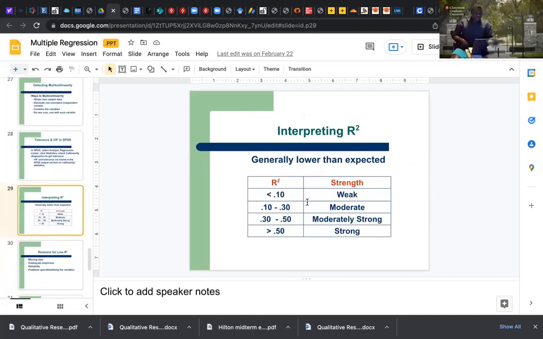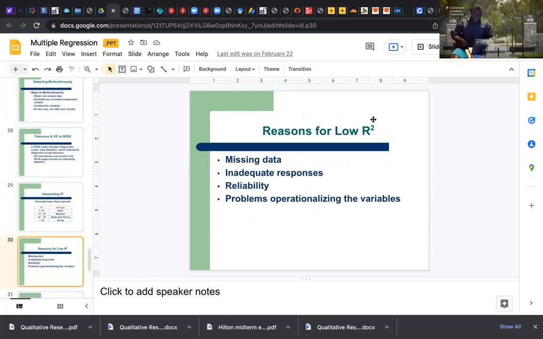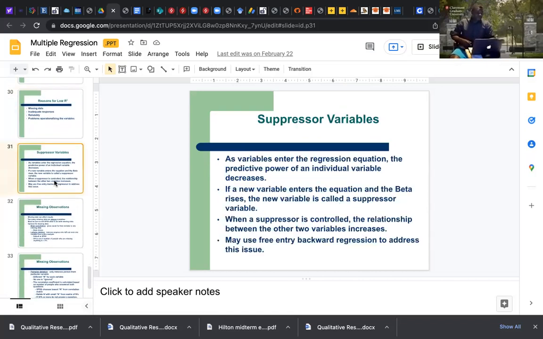So weak, moderate, strongly, and then strong. Interpreting the R square, the multiple coefficient of determination. Reasons for low R square: missing data, inadequate responses, reliability, problems operationalizing the variables. So that will lead to low multiple determination. So missing data, inadequate response. You also deal with these things when you are working on a PLSM model.